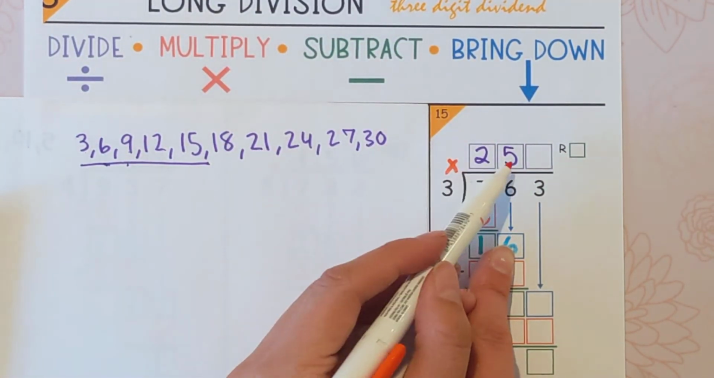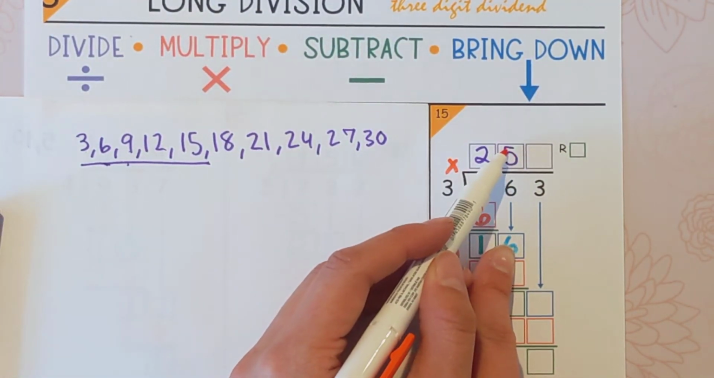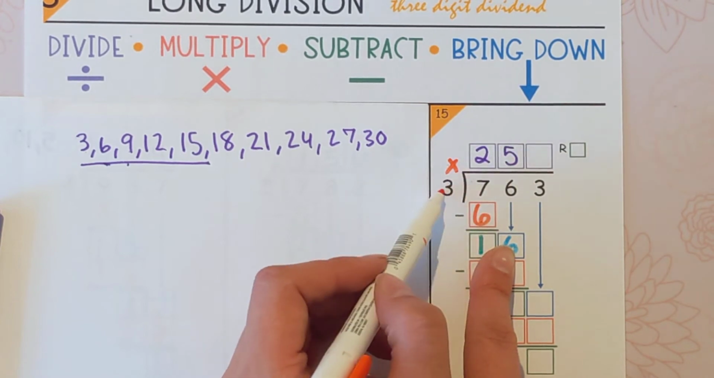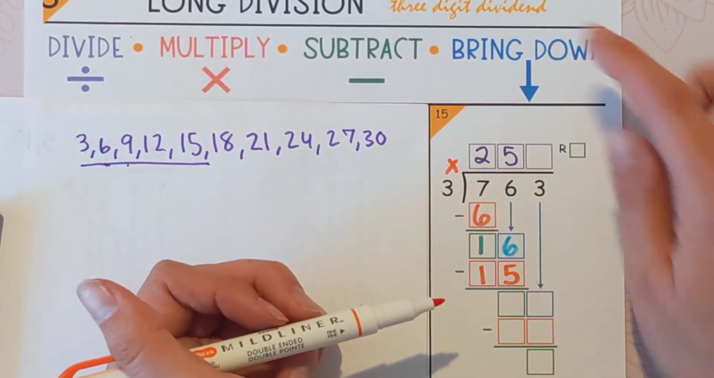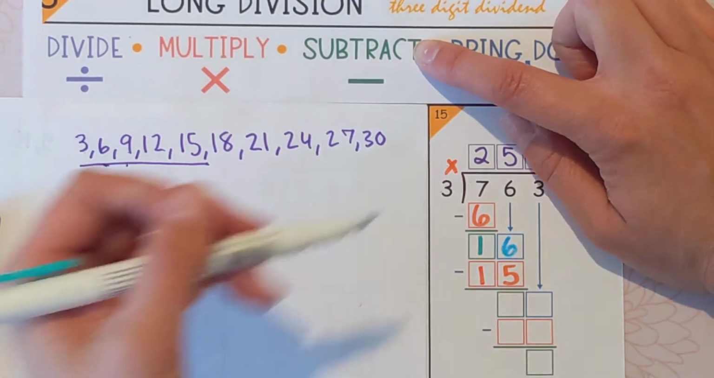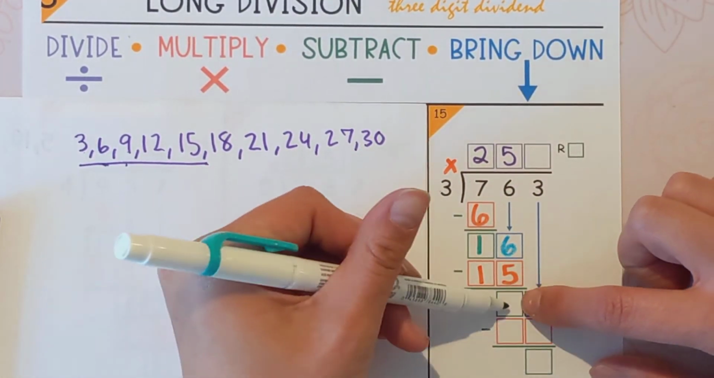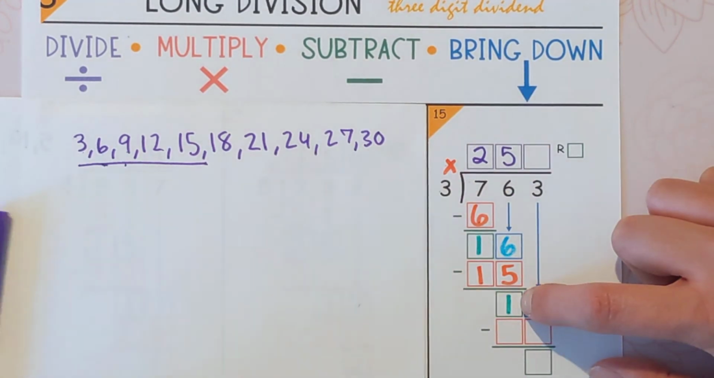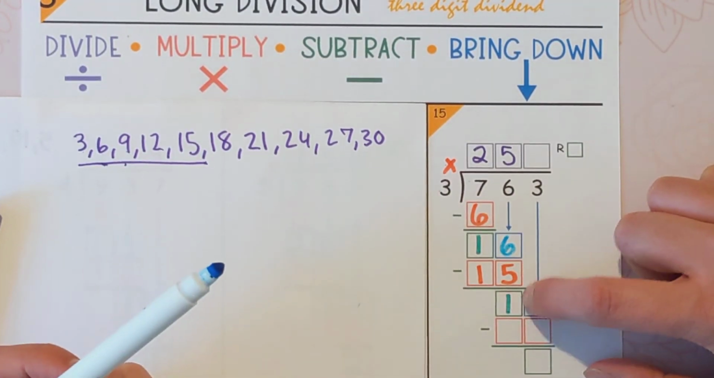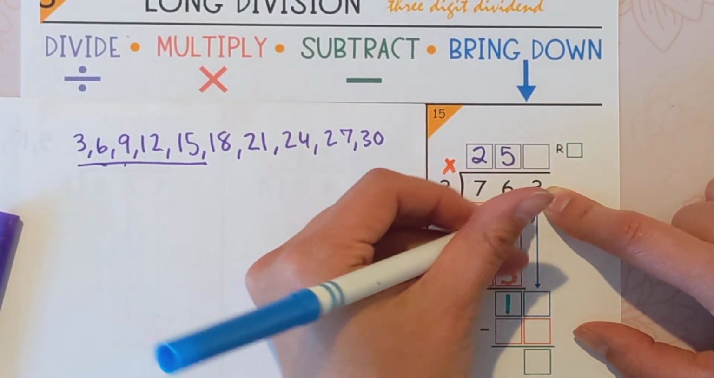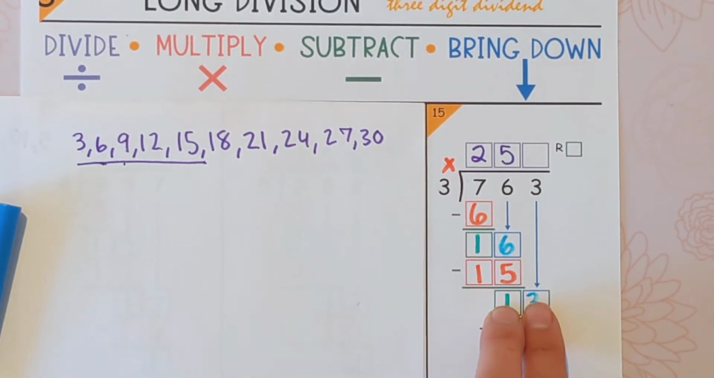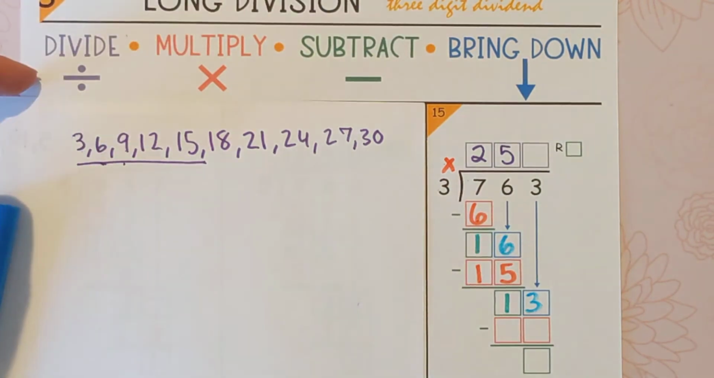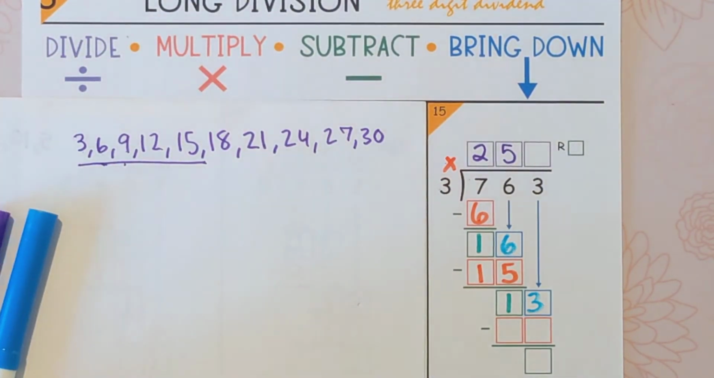Now we're gonna multiply the same thing we just wrote back with that 3. 5 times 3 equals 15. The next step is to subtract. We're going to do 16 minus 15, which is 1. Now we're gonna bring down the next and last digit, which is the 3. So bring it down here, and we have a 13 to work with. Come all the way back here to divide one more time.